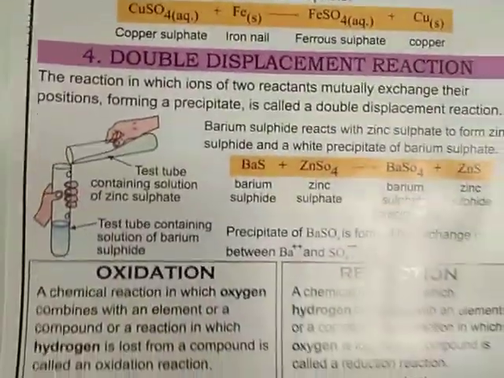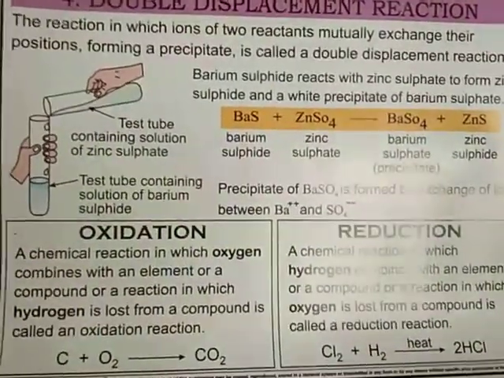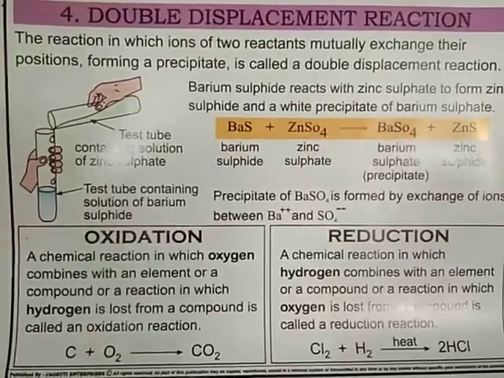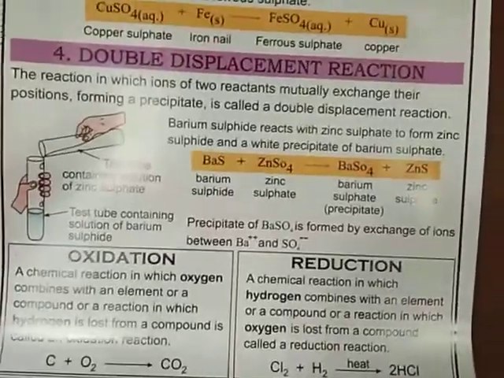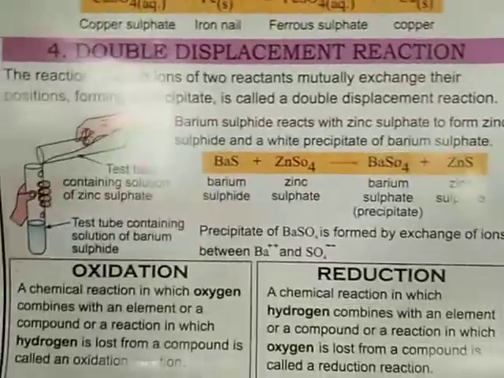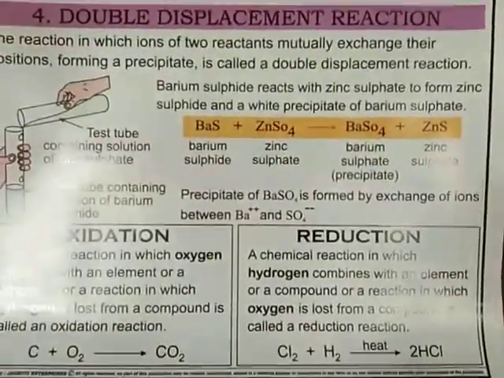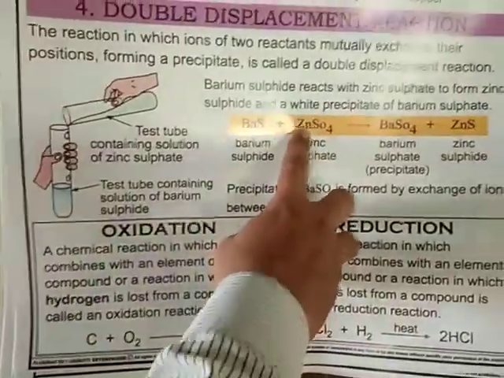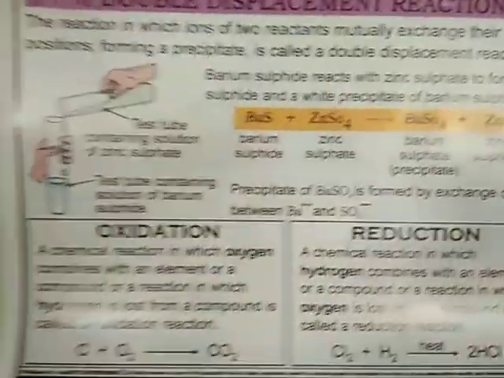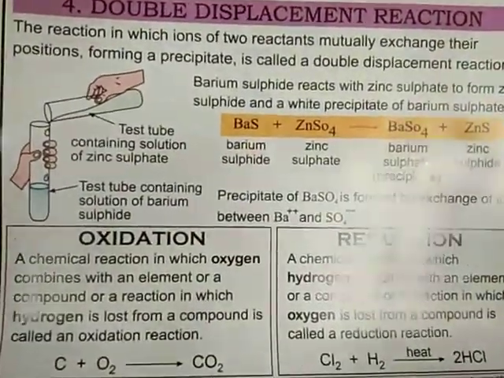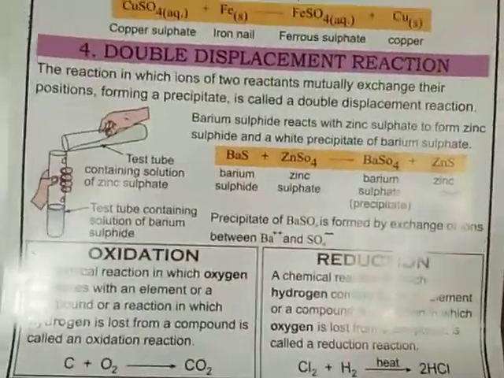Then the next point is double displacement reaction. The reaction in which ions of two reactants mutually exchange their positions forming a precipitate is called a double displacement reaction. Barium sulfide reacts with zinc sulfate to form zinc sulfide and a white precipitate of barium sulfate. BaS plus ZnSO4 gives BaSO4 plus ZnS. The precipitate of BaSO4 is formed by exchange of ions between Ba and SO4.